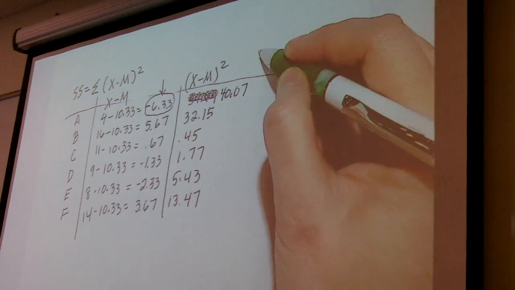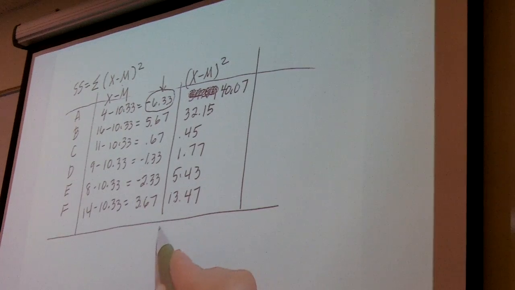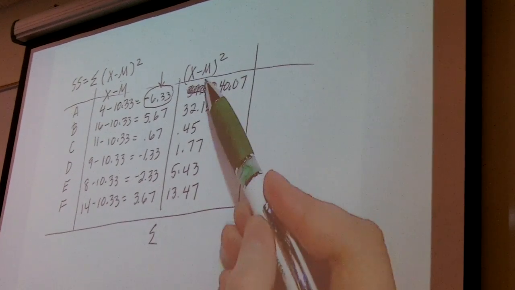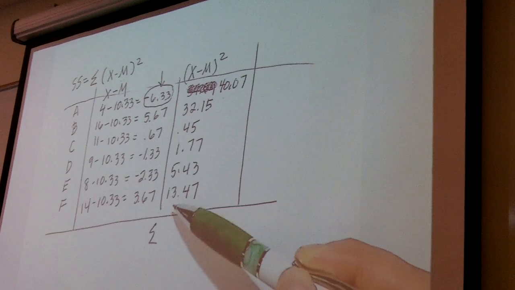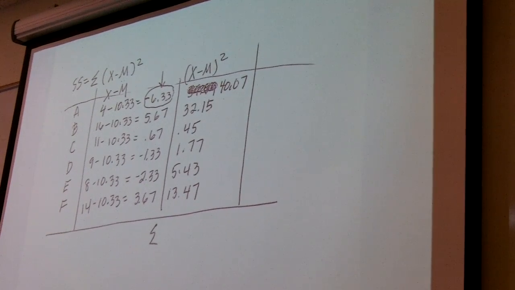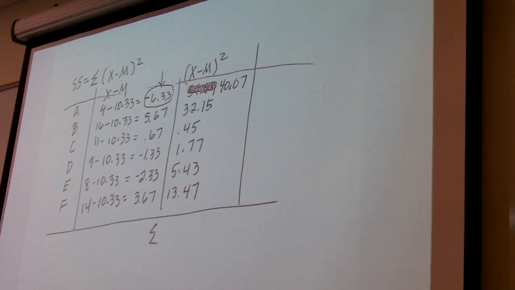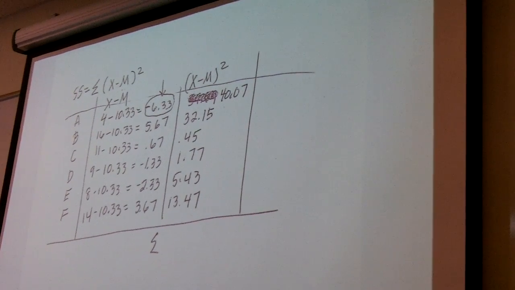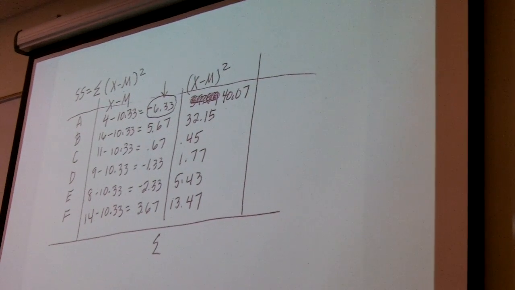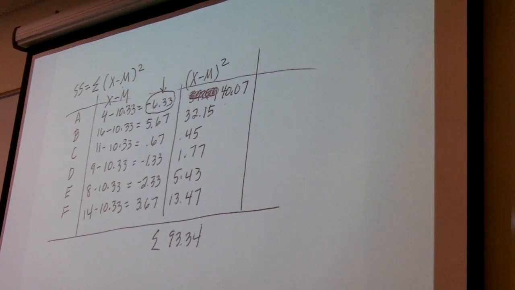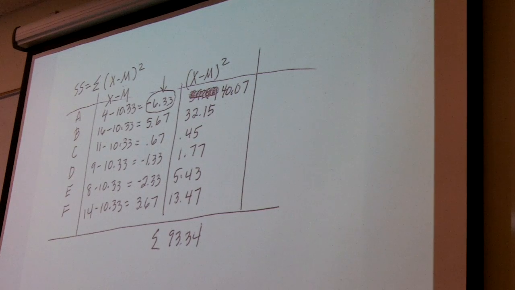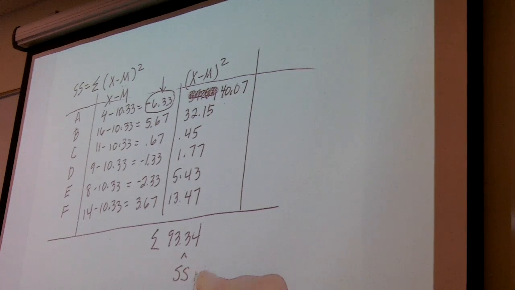Okay, now we got all those numbers. Now we're going to add them up. So add up those square deviations. So add 40.07 and 32.15 and 0.45 and 1.77 and 5.43 and 13.47 and tell me what you get. Yep. 93.34? You agree? Math by consensus. We vote and we say it's 93.34. Okay. So that's our sum of squares for the first group.